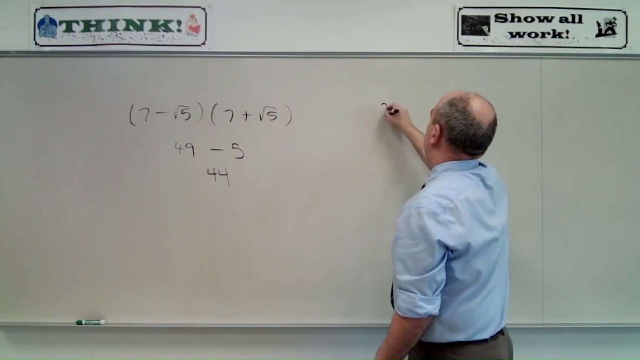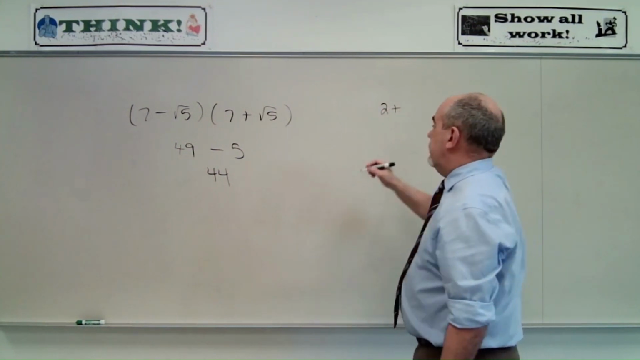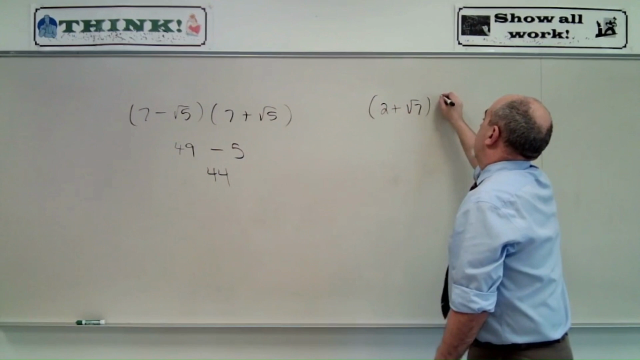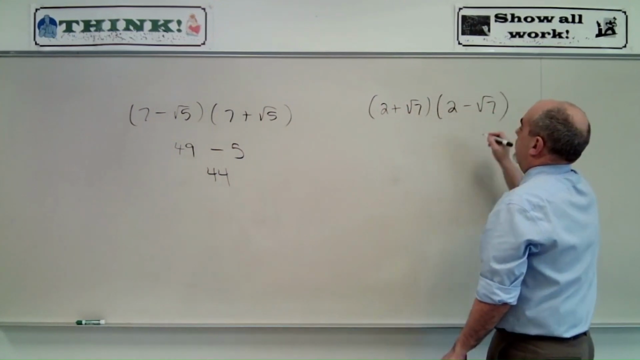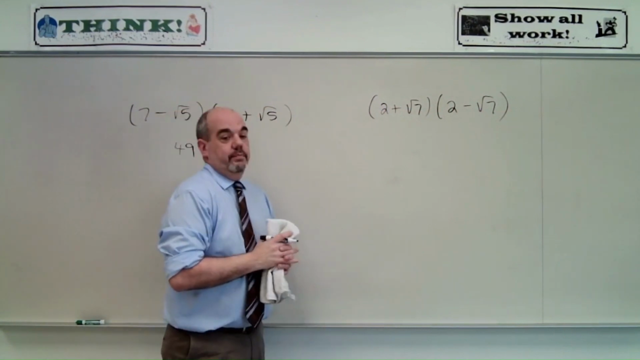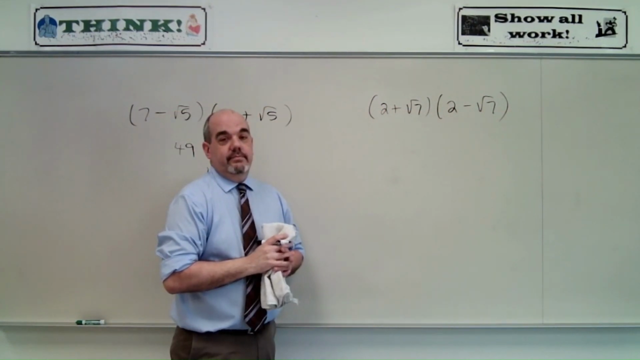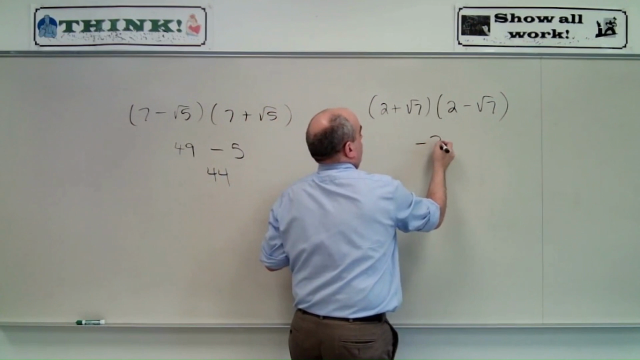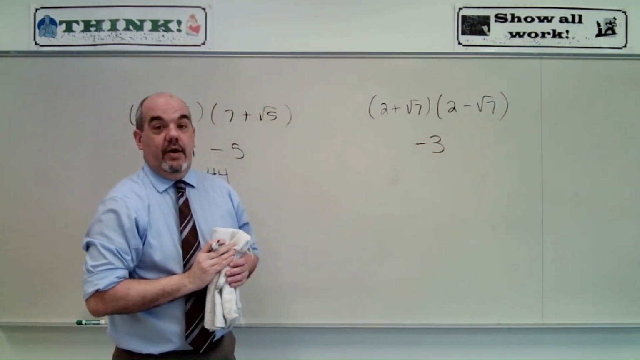Let's have you try one on your own. Let's do 2 plus the square root of 7 and 2 minus the square root of 7. You can pause the video, and when you come back, we will check your answer. All right, you should have gotten negative 3 for that one.